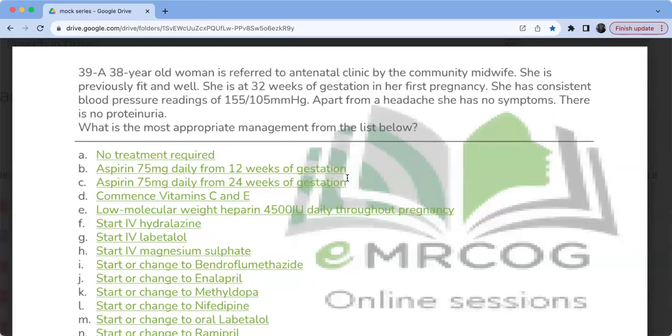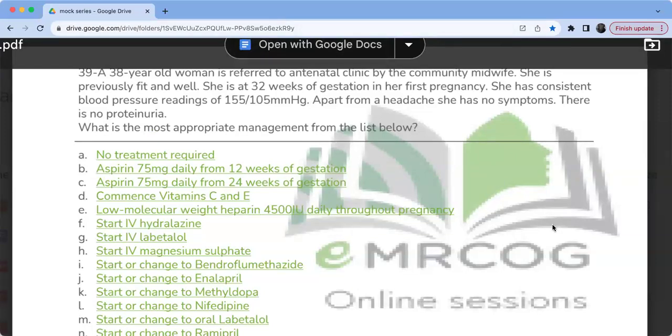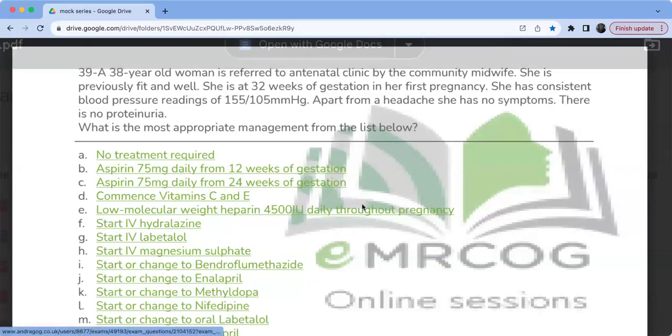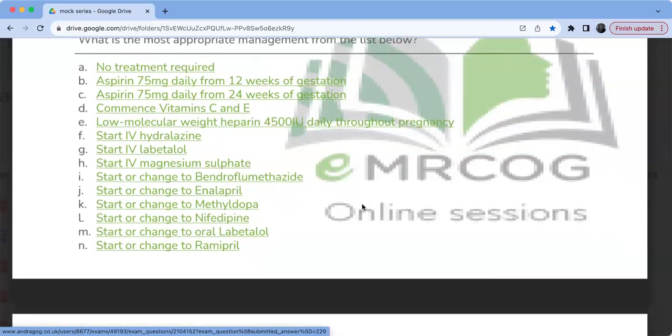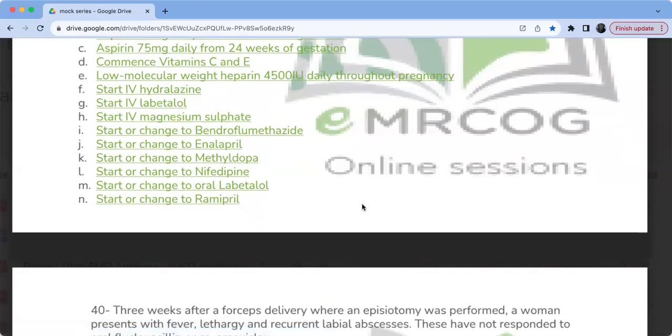A 38-year-old woman is referred to antenatal clinic by the community midwife. She is previously fit and well, 32 weeks in gestation in her first pregnancy. She had consistent blood pressure readings of 155/105. Apart from headache, she had no symptoms. There is no proteinuria. What is the most appropriate management? We had a similar question to that. Again, it's the oral labetalol, right? It should be. Yes.